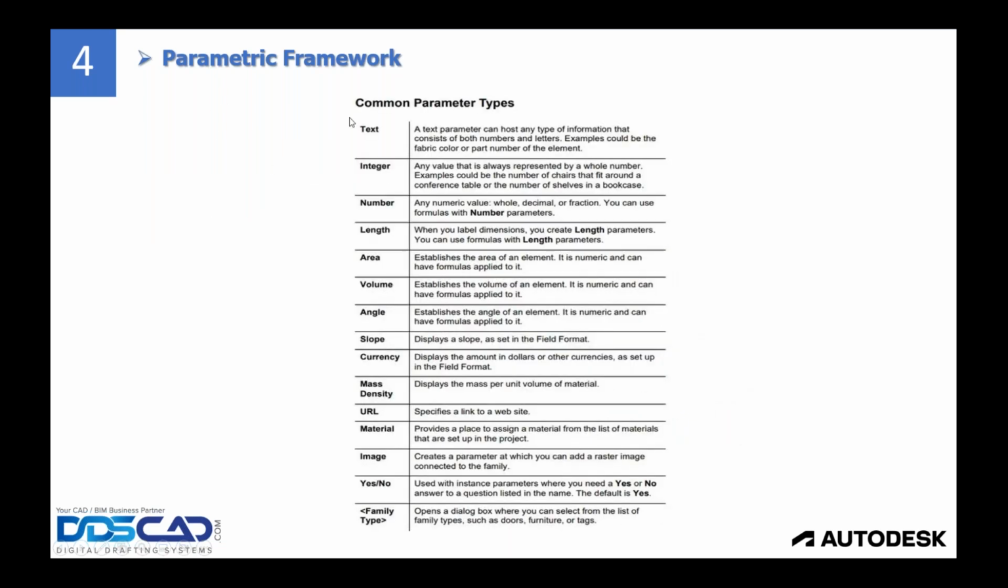Now, I'm not going to go through all of these, but some of the parameters you can use in any family creation are very clear here: integer, length, dimensions, volumes, slope, material, even yes/no conditions, so that we start to use some logic conditions within the family as a formula. So those are some of the parametric frameworks that we can utilize within the family creation.